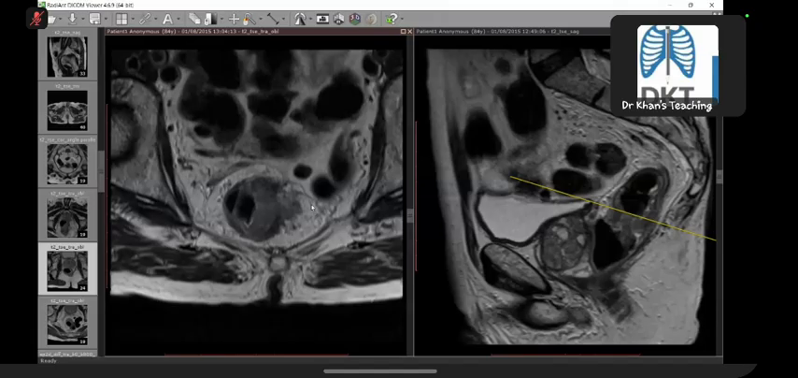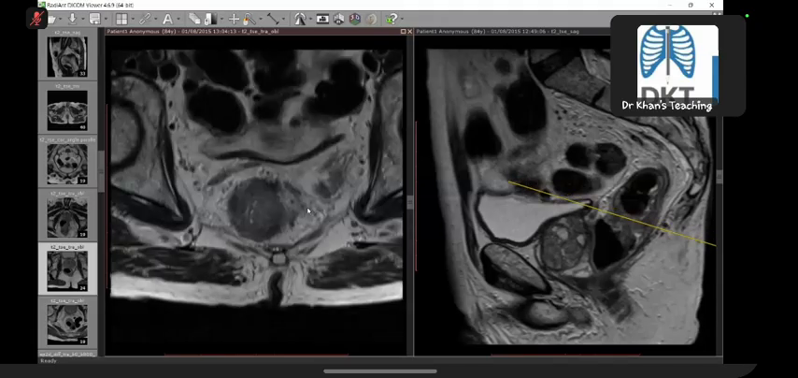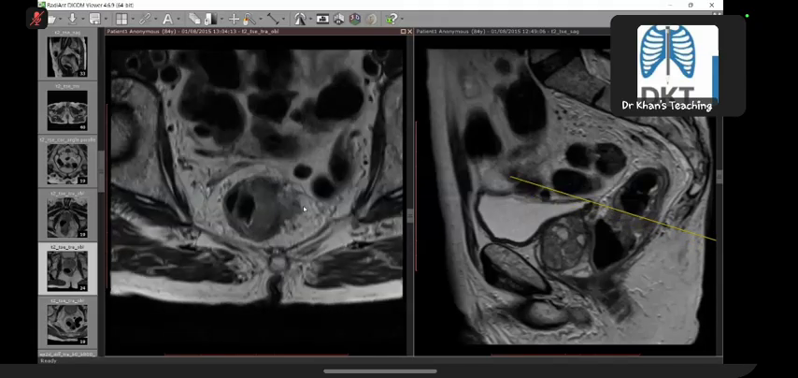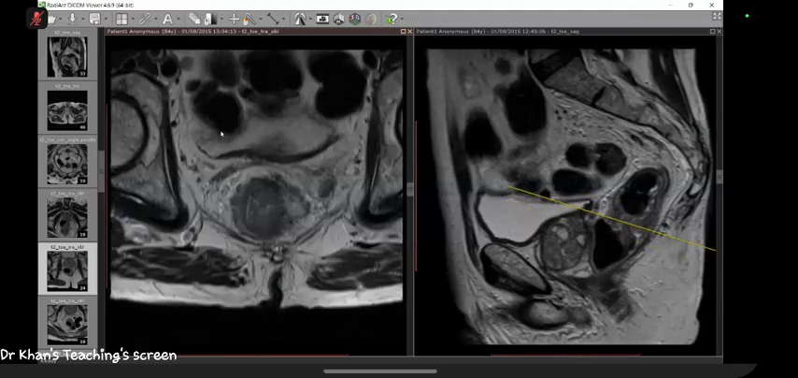And this is a vein here. I don't want to overload you, but this is dilated, and this is what we call extramural venous invasion.